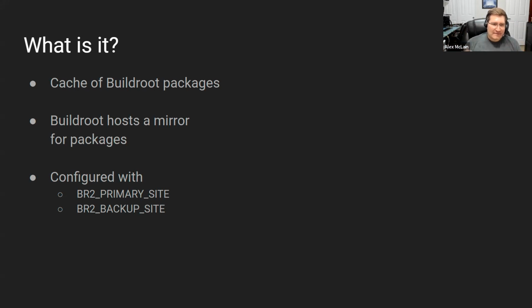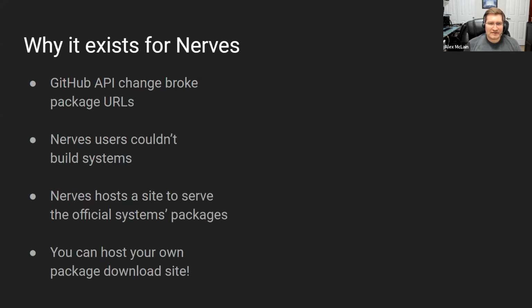This is a way to have a backup for that, and I'll get into that. And these are configured in Buildroot with primary site and backup site. And you can get to these either in the nerves defconfig. You might have to add one or two of these or both of these, but you can get to it either in the defconfig if you just like the text way to configure it, or you can run menuconfig and you can search for this in menuconfig, and that's the graphical way to do this.